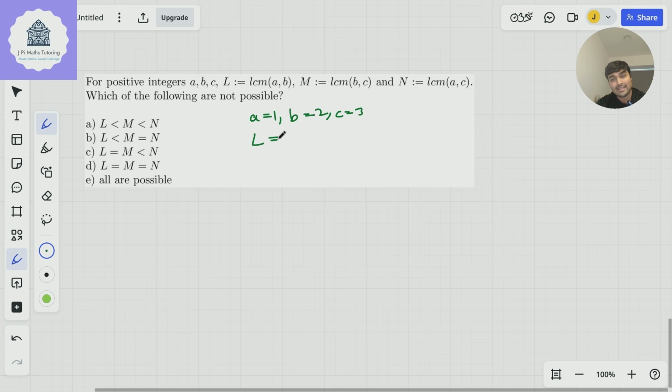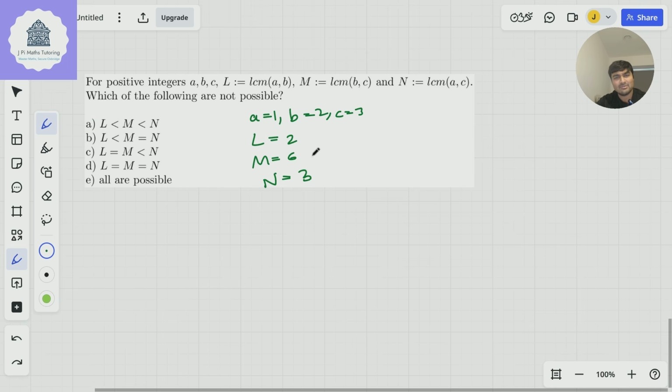Okay, in which case, what is L? L is the lowest common multiple of 1 and 2, which is 2. M is the lowest common multiple of 2 and 3, which is 6. And N is the lowest common multiple of 1 and 3, which is 3. Okay, so I get 3 different numbers here. Now, I noticed that that doesn't satisfy any of these, which, okay, great, fine. But actually, it does, in a weird way, satisfy A.